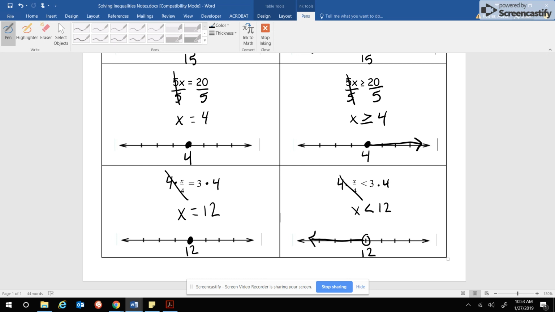All right, so you see they're basically the exact same thing. The main thing you have to remember is to include your inequality sign in your answer and not an equal sign. That's something I see people make a silly mistake on a lot.